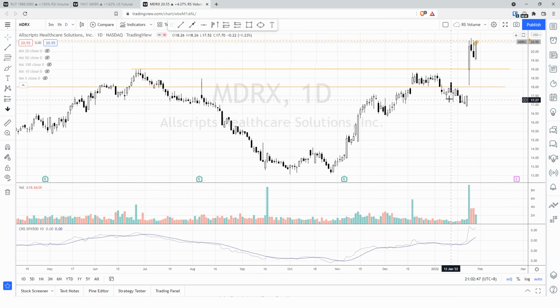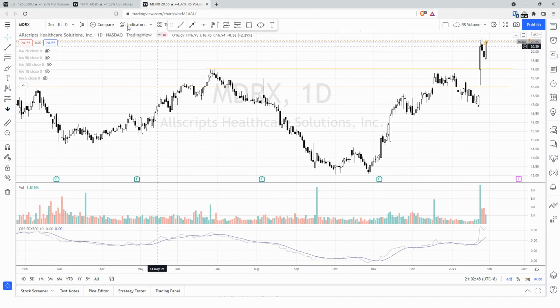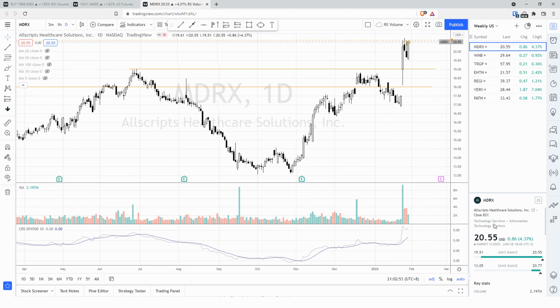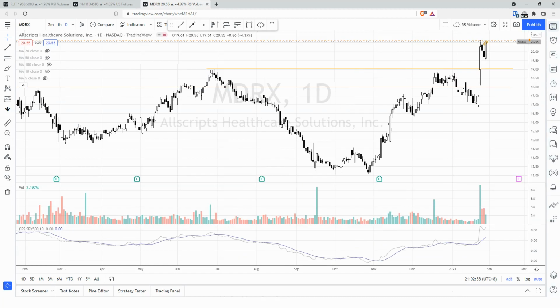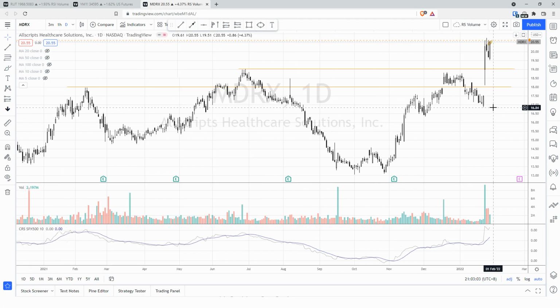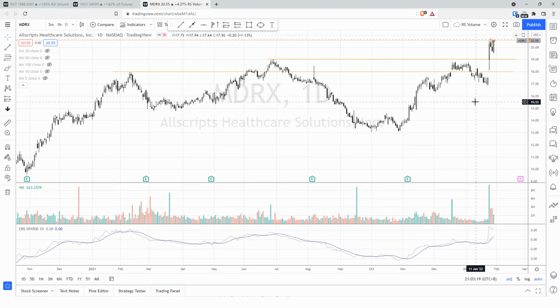So look at this MDRX, Allscripts Healthcare Solutions. I think this is the tech sector, technology service, IT. Okay, so not really the sector I am keen on at this point, because at this point I generally would like to just stick to energy if I really want to trade long, but most likely I would prefer to short. But because of the market condition, I think we just need to wait for next week to get a confirmation.